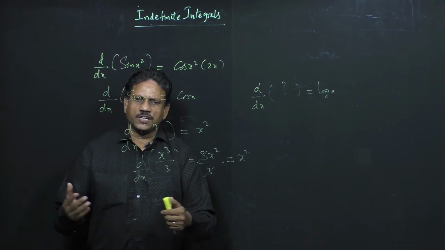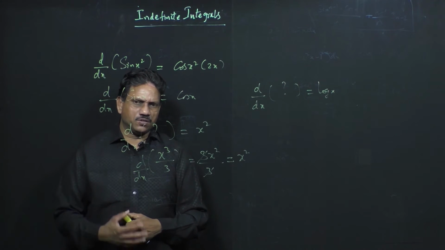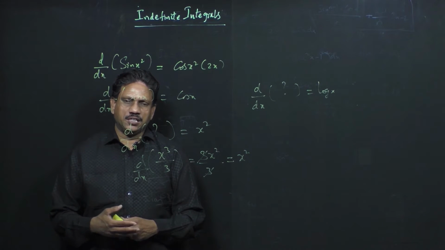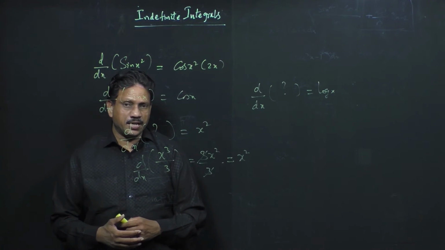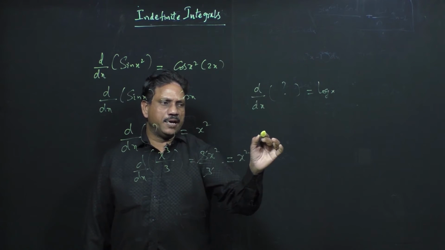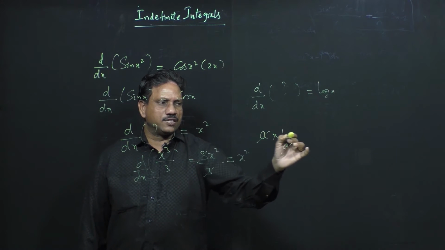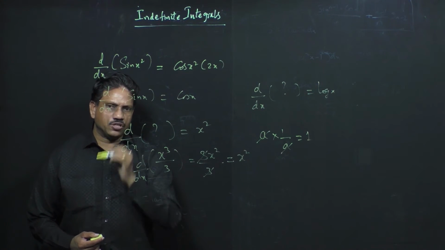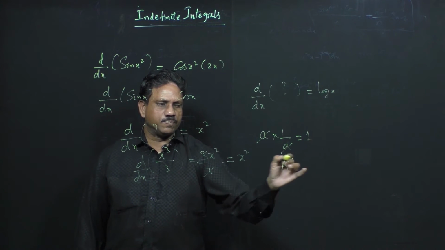For that, we studied inverses from school level onwards. What is the multiplicative inverse of a non-zero number a? You say easily the multiplicative inverse of a is a power minus 1 or 1 by a. If you multiply a non-zero number with its reciprocal, after cancellation you get 1. And from matrices, if A is a non-singular matrix, what is the inverse of that matrix? A inverse is the inverse matrix.